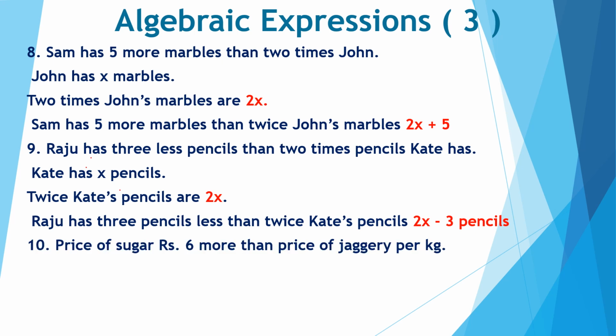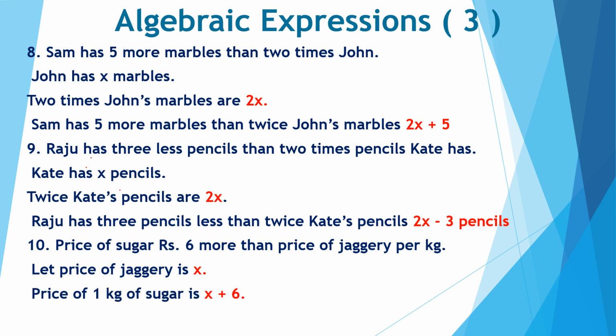Price of sugar is rupees 6 more than price of jaggery. Let us say that the price of jaggery is x rupees per kilogram. What will be the price of sugar for 1 kg? x plus 6. Can you find out the price of 5 kilograms of sugar? Oh yes, it will be 5 into x plus 6.